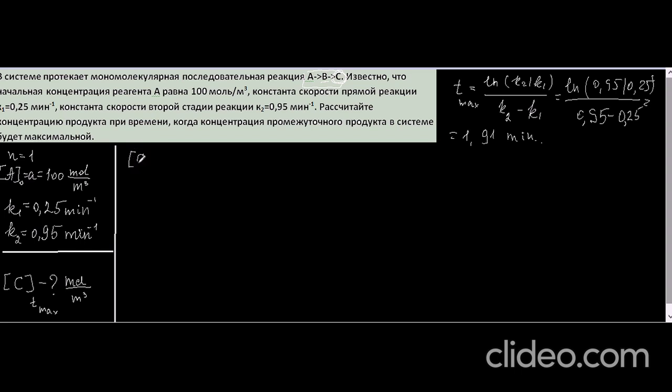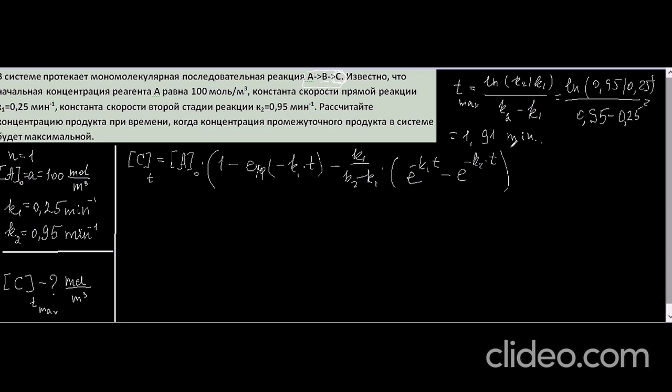So the concentration of C at any moment t is equal to the initial concentration of the reagent multiplied by one minus exponent raised to minus K1 times T, minus the ratio of K1 over K2 minus K1 multiplied by exponent to minus K1 times T minus exponent raised to minus K2 times T. We've got K1 and K2, here they are, and we have just calculated T, the time when the concentration of B is largest. So let's plug in all these values.